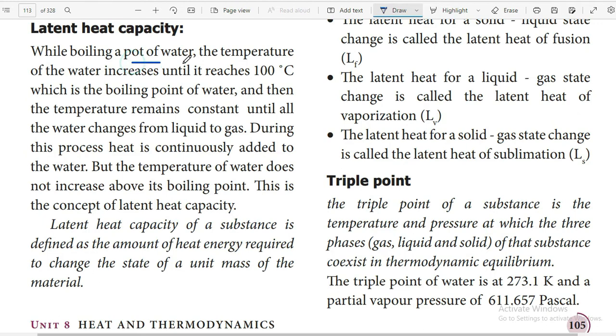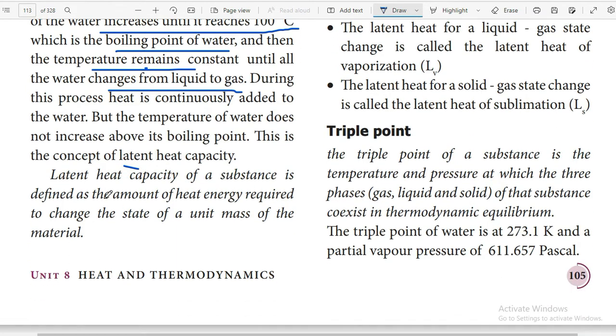While boiling a pot of water, the temperature of water increases until it reaches 100 degrees Celsius, which is the boiling point of water. Then the temperature remains constant until all the water changes from liquid to gas. During this process, heat is continuously added to the water, but the temperature does not increase above this boiling point. This is the concept of latent heat capacity. Latent heat capacity is defined as the amount of heat energy required to change the state of unit mass of a material.